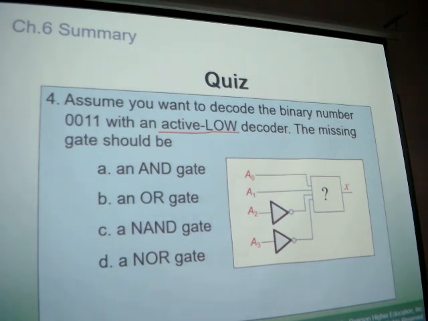Because the binary number with an active low is 0011. So, the answer is NAND gate. Right? Yes. NAND gate. So, the output will be 0. Right? Yes, sir.